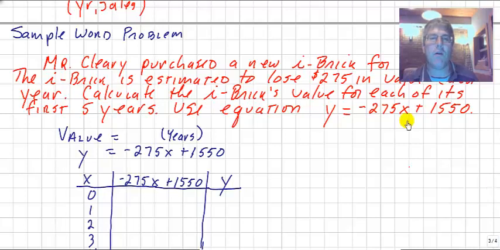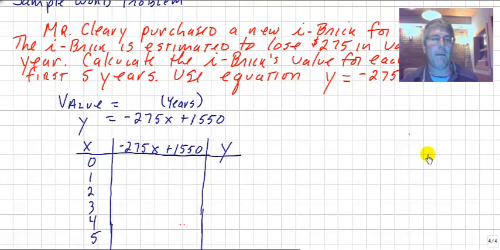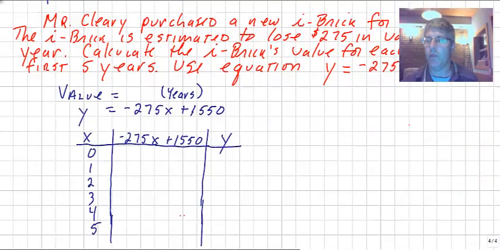You will also have word problems. So here's a word problem in which I purchased a new iBrick for $1,550. The iBrick is estimated to lose $275 in value each year. Calculate the iBrick's value for each of its first 5 years. Use the equation y equals negative 275x plus 1,550.